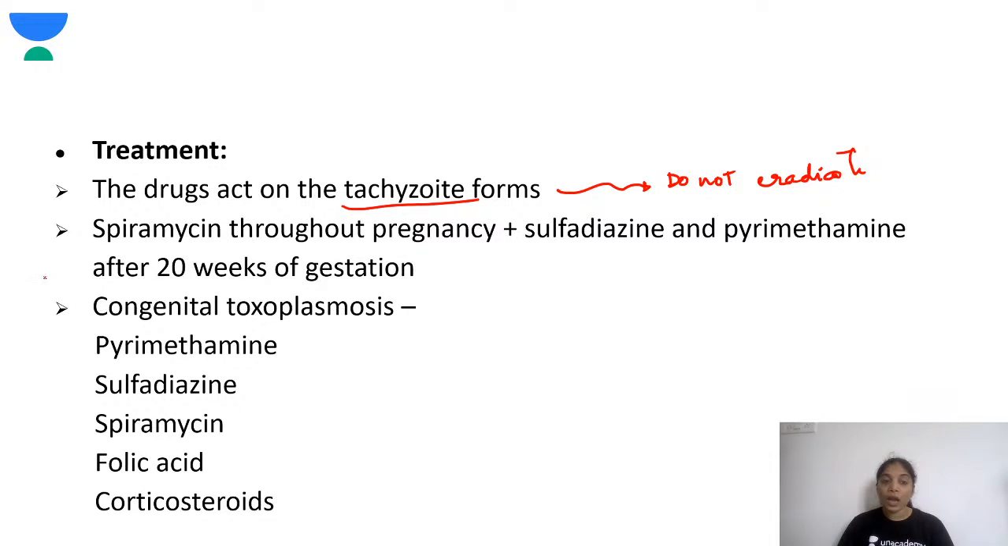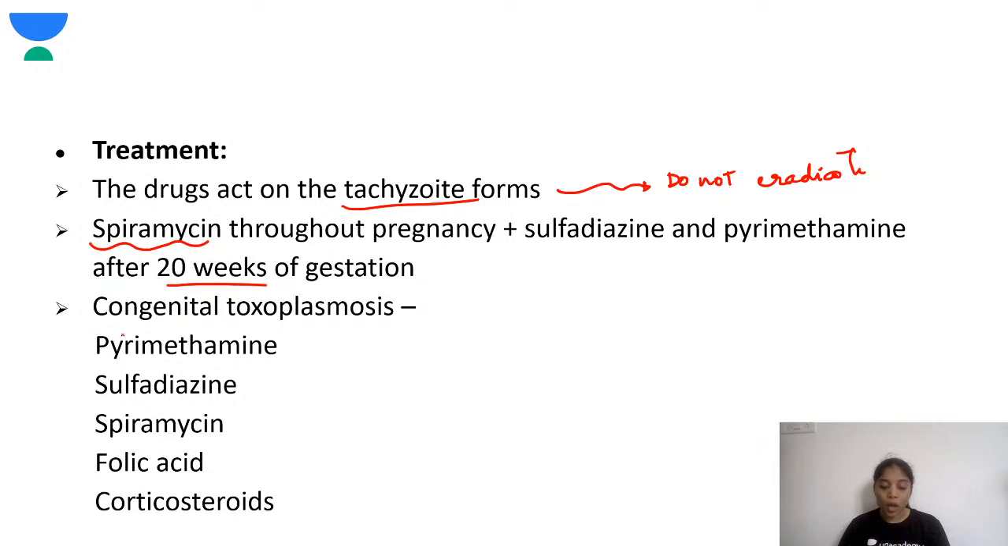Okay, so now the drug: if the mother is positive for a toxoplasma infection, then you have to give spiramycin throughout pregnancy, and then when the mother is at 20 weeks of gestation, you have to add sulfadiazine and pyrimethamine. So you start with spiramycin throughout the pregnancy, from the start till the time of delivery. Then at 20 weeks of gestation, you also add sulfadiazine and pyrimethamine.